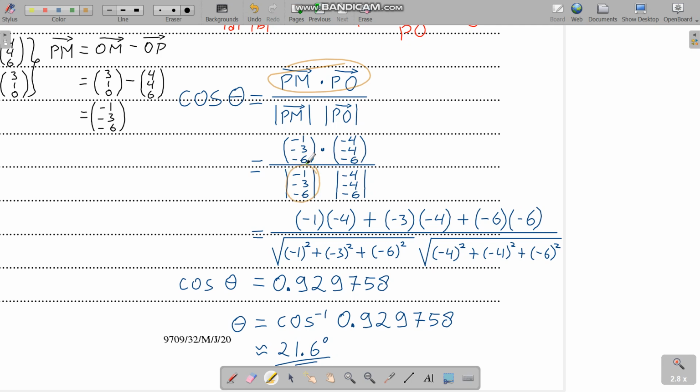And to find the magnitudes, we use the square root of minus 1 squared, minus 3 squared, minus 6 squared, and add everything, take the square root. That's how we find the magnitudes. Okay, from here, use a calculator, you will get this, and we're finding theta, so we do inverse cos, and we get this in 1 decimal place.